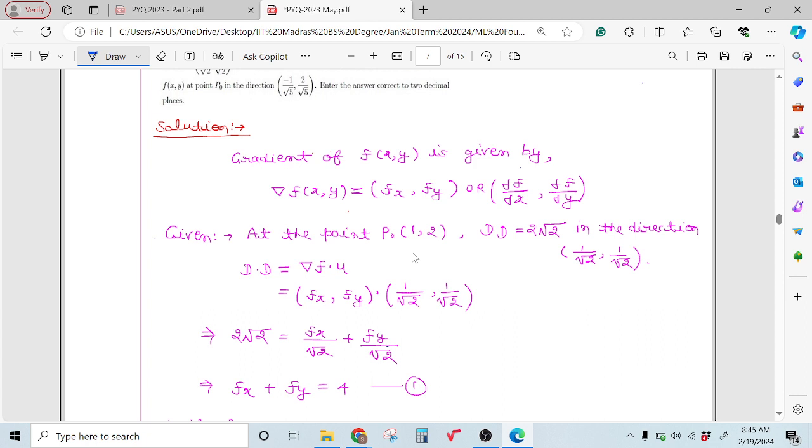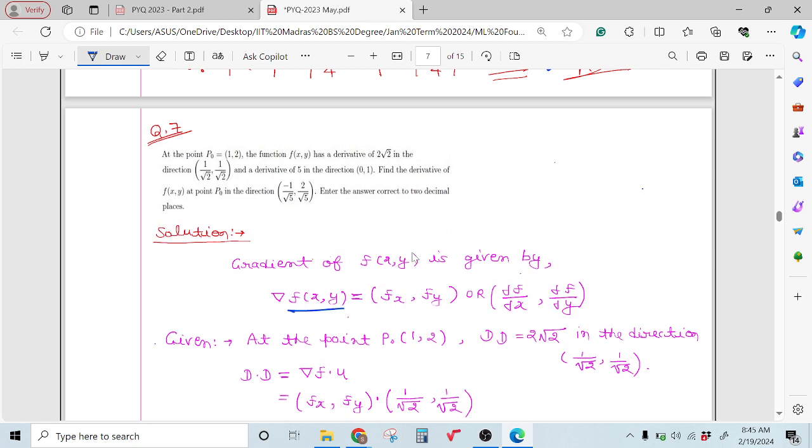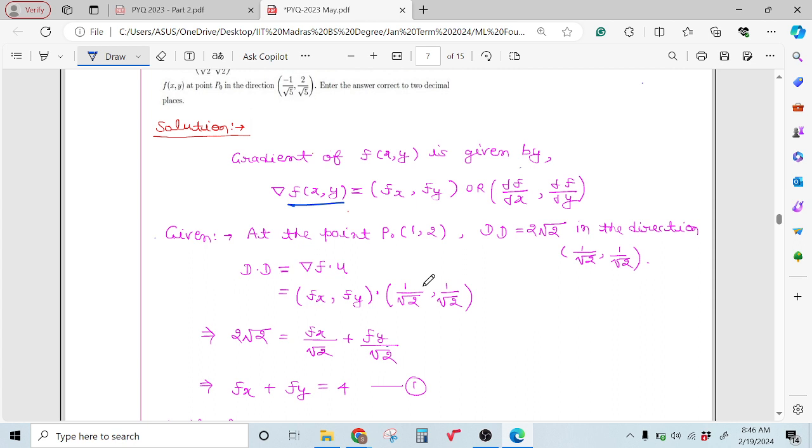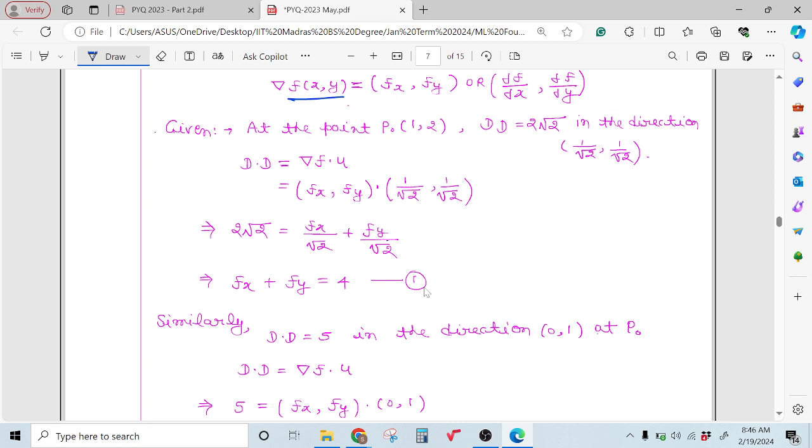So assume at p0 the directional derivative is (fx, fy) multiplied by the unit vector. This is already a unit vector, because if you take the modulus it will be 1. So we will directly take the dot product with (fx, fy) and equate it with 2 root 2, because it is given that the directional derivative is 2 root 2 in the direction of the unit vector. So we equated with 2 root 2 and calculated fx plus fy is equal to 4.